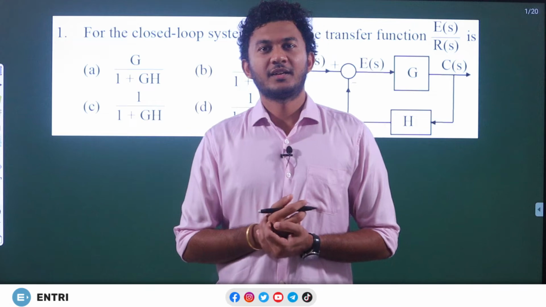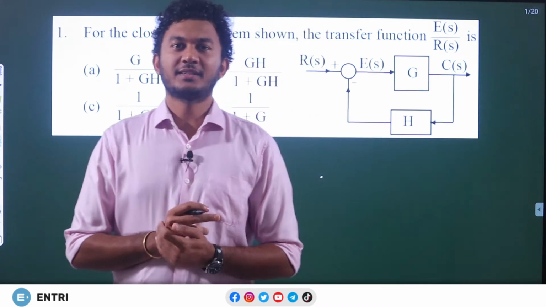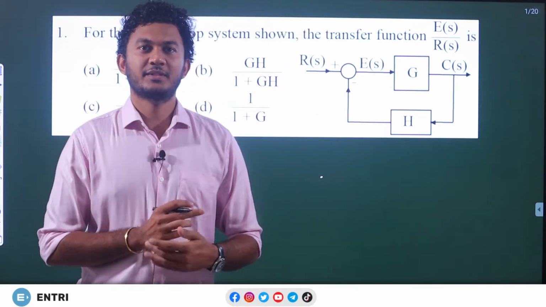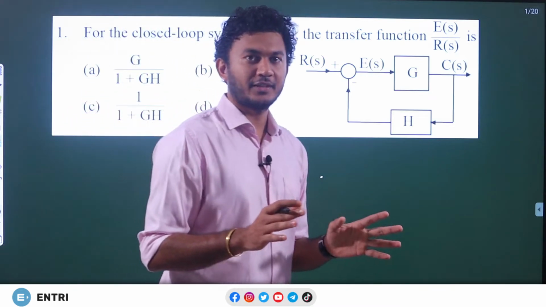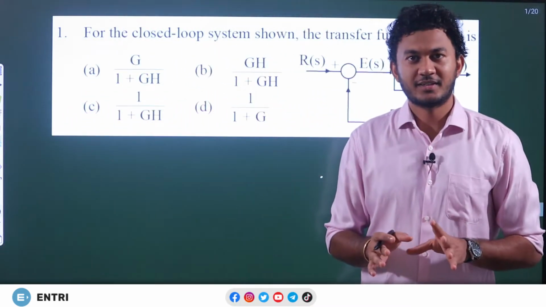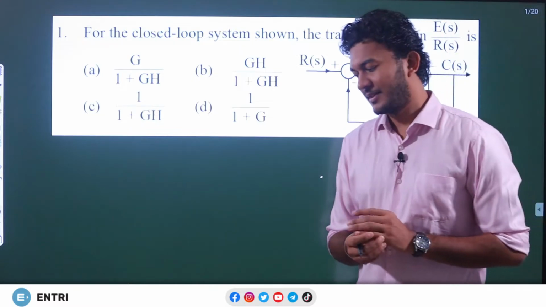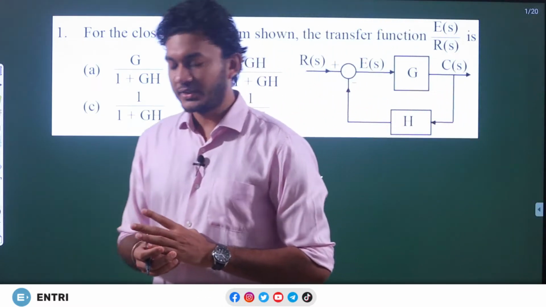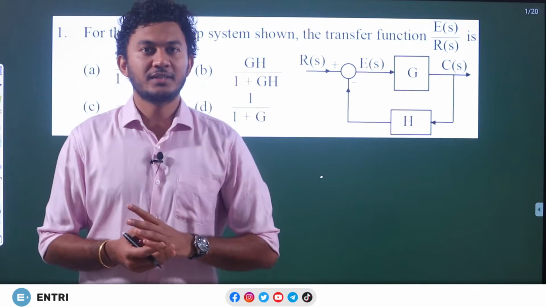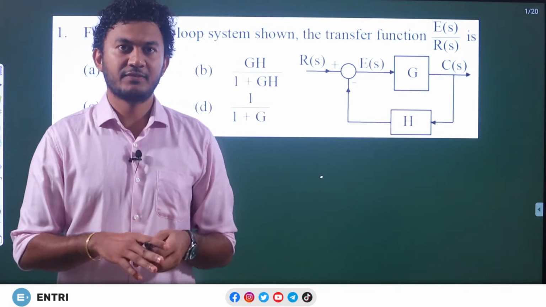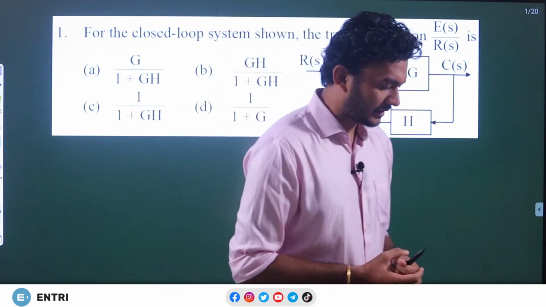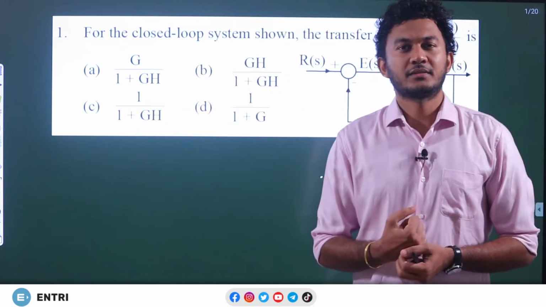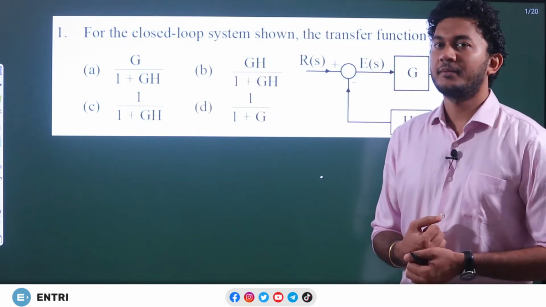Hello all. So we have finished all our concepts in control system. Each chapter we have finished, starting from the basics of control system to our state space analysis. I told you before that you have to learn each chapter in such a way that it will fetch 2 marks each from each chapter. Correct. So control system is very important.